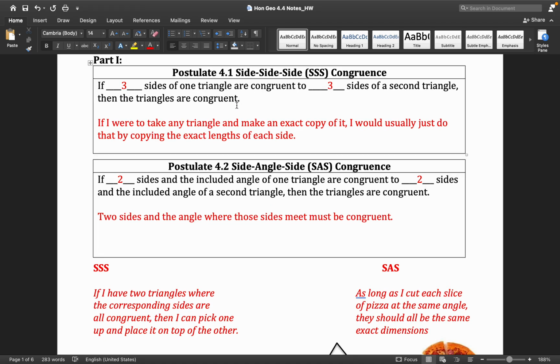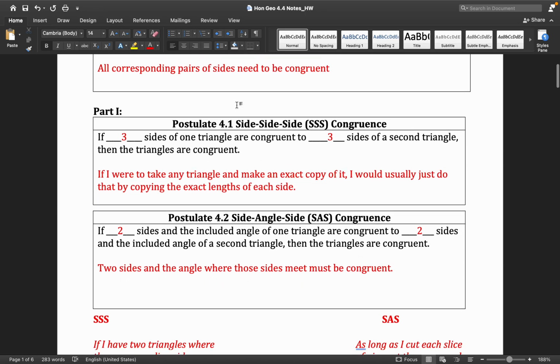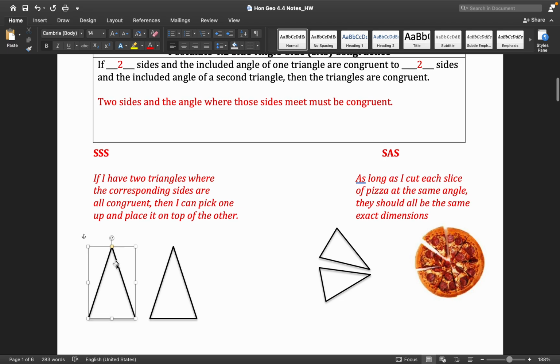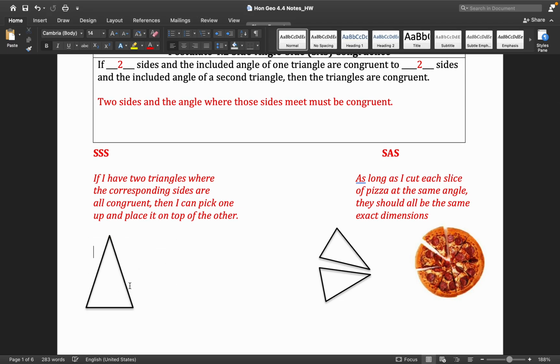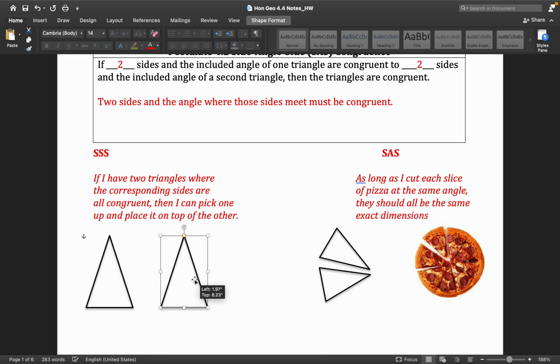For side, side, side, as long as we're able to prove that all three sides are congruent, we don't have to worry about the angles anymore. So if I were to try to copy this triangle, if I copy and paste it by copying all three sides, well, as long as all three sides are the same length, all three angles should match up too. And I can check that by picking one up and placing it right on top of the other. Because all the sides are equal, all the angles are also equal.